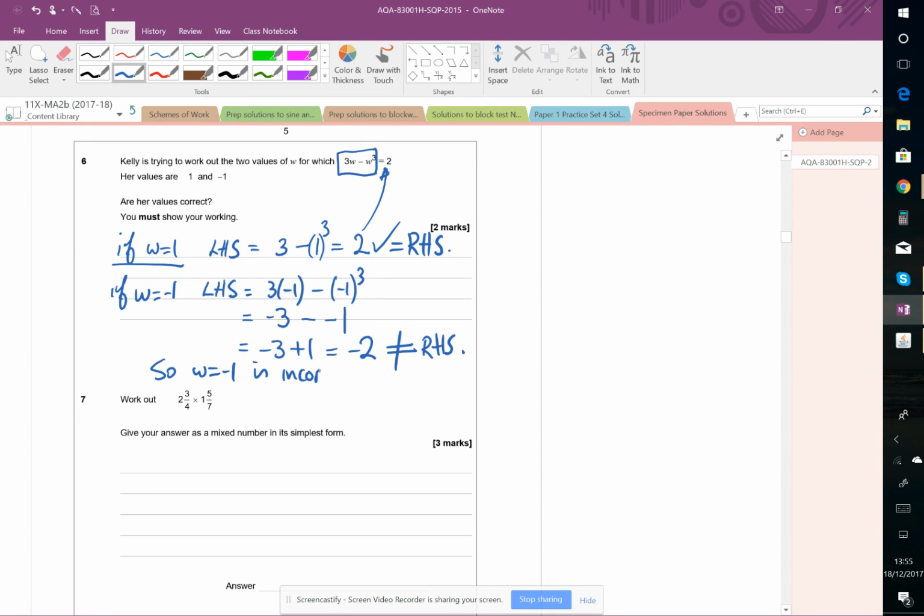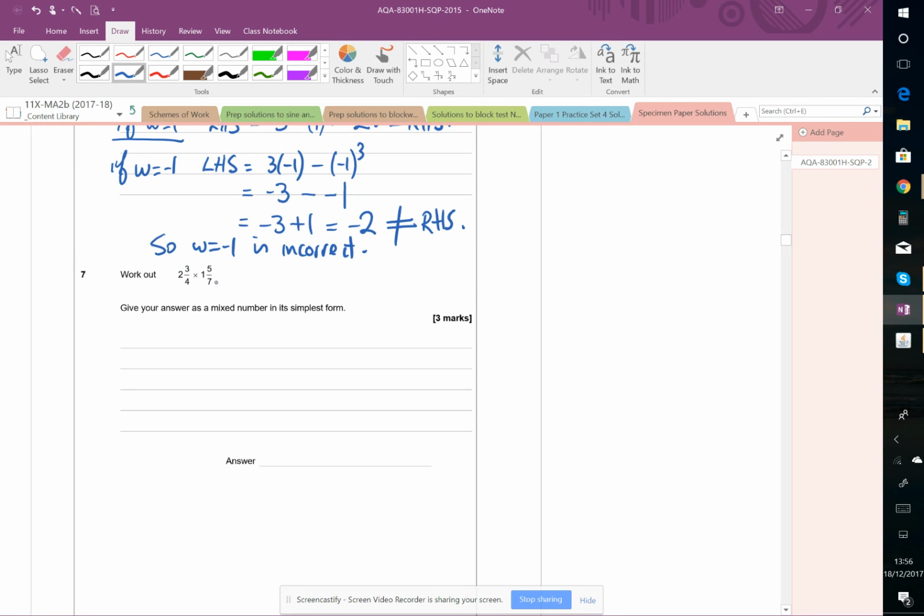Now notice what I'm doing here is, the question is, are her values correct? I must conclude properly with these questions. Okay, so it may be that the mark scheme would allow the fact by just trying W equals -1 and stating that not equal to the right-hand side is fine, but just in case, make sure you conclude properly by answering the questions. Are her values correct? So no, all her answers are not correct, so we must conclude there.